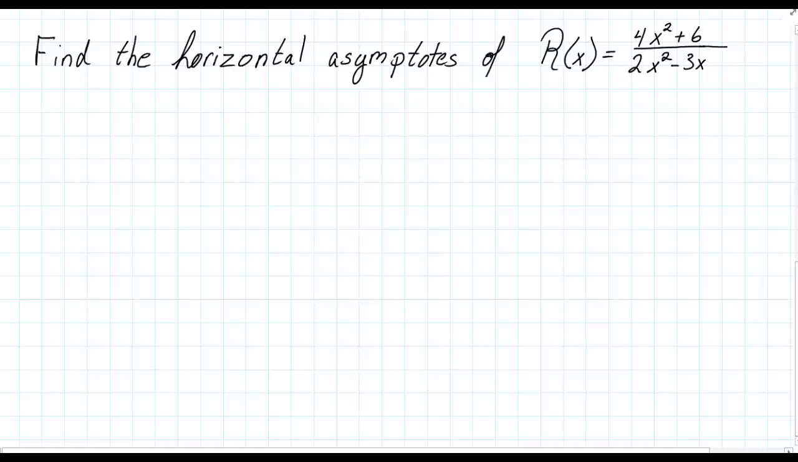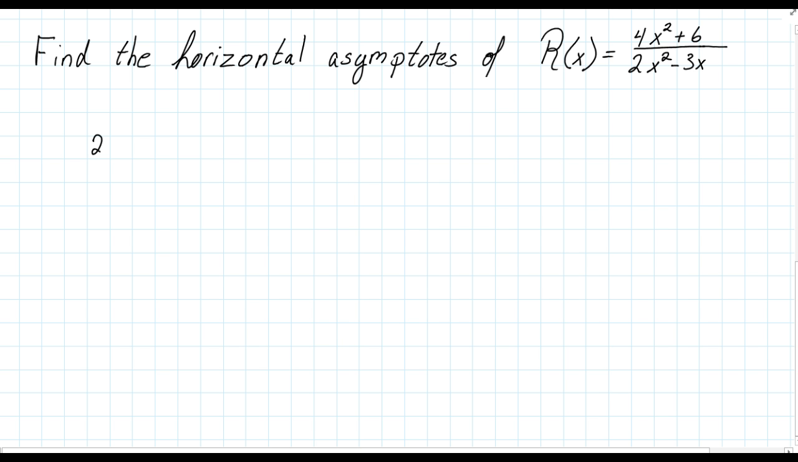So next, suppose we're asked to find the horizontal asymptotes of r of x equals (4x squared plus 6) over (2x squared minus 3x). Now the degree of the numerator and the denominator are both 2, so we can't use that trick that we talked about last time. But what we can do is attempt polynomial long division.